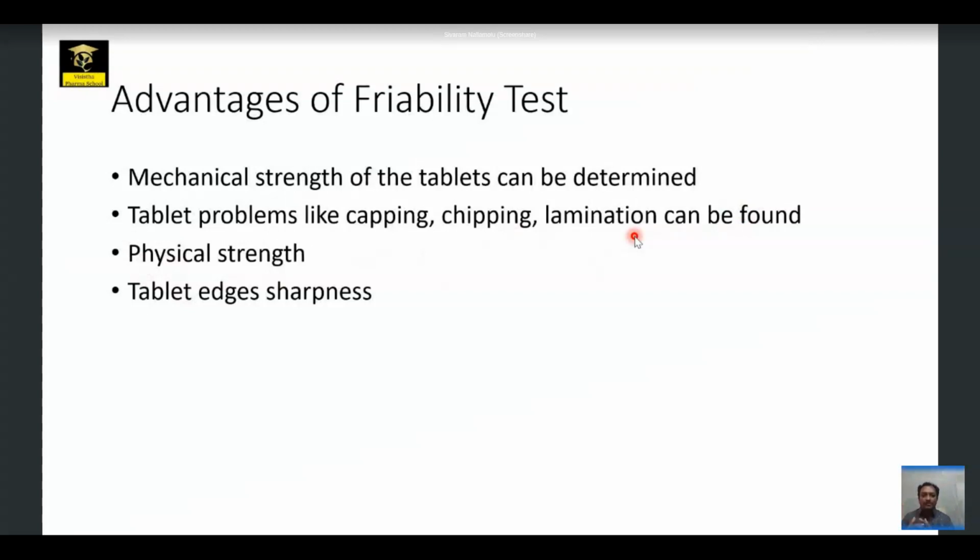So these are the things you can find out after 100 rotations. It's a predetermined test. It will tell you what the strength of the tablets is. That is why this is a very important test that needs to be carried out. Okay, this is one of the tests, known as the friability test. This is all about the friability test, and we'll come up with some more tests in the subsequent classes. Thank you.